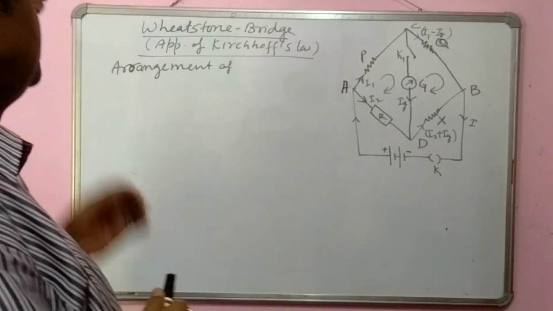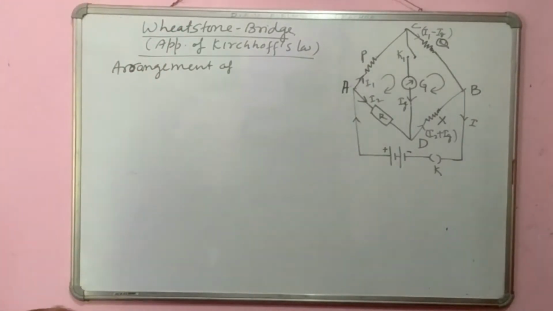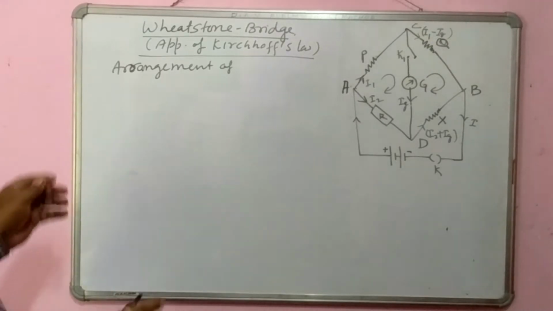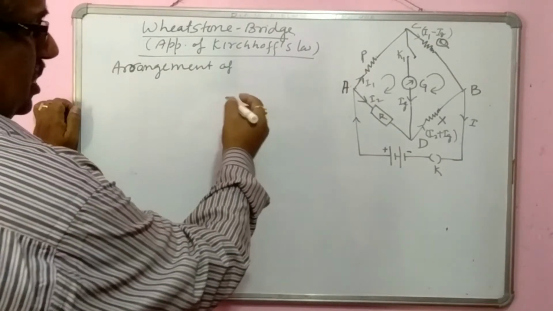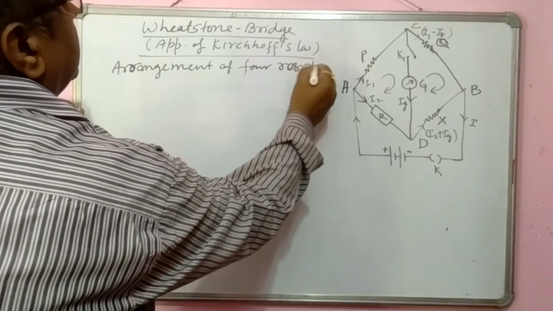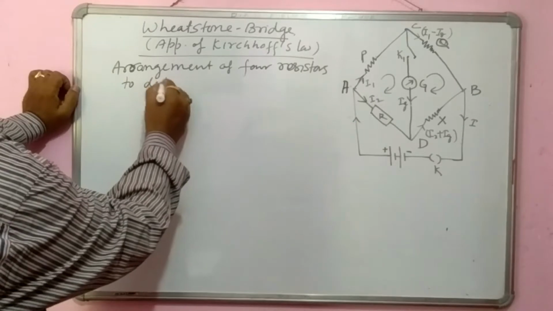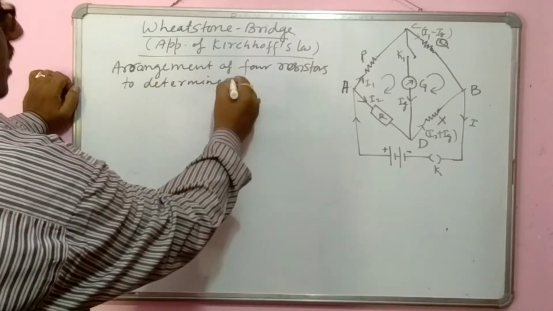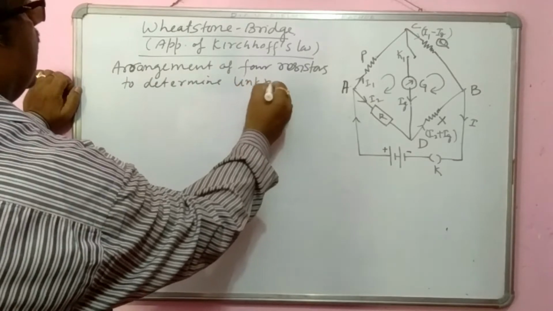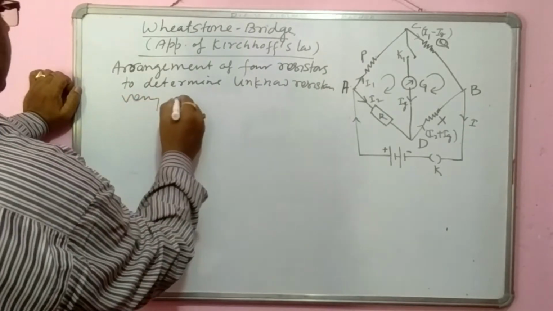Good morning, students. Today I am going to discuss a very important topic, application of Kirchhoff's law, in which Wheatstone bridge. Wheatstone bridge is the arrangement of four resistors to determine unknown resistance very accurately.